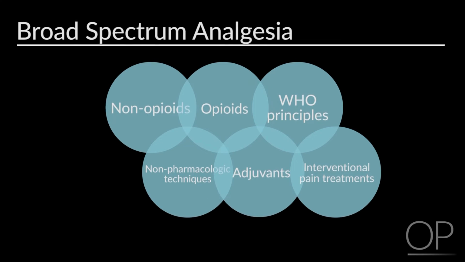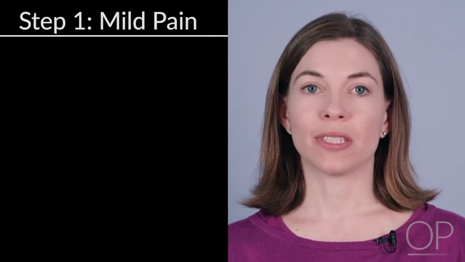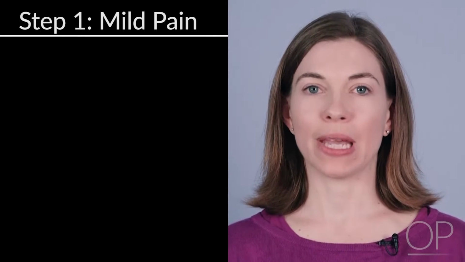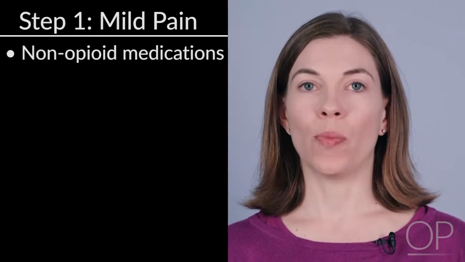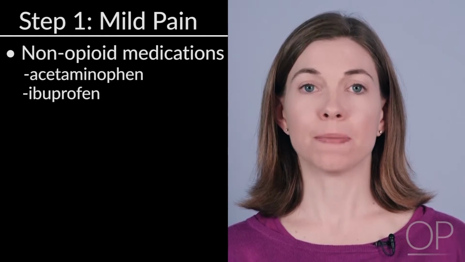in the end-of-life setting. Okay, so now that we've thought about the general approaches of stair-step model as well as broad spectrum, let's think about some of the specific modalities that we would use. For step 1, which would be the treatment of mild pain or moderate pain, we're going to be utilizing non-opioid medications such as acetaminophen and ibuprofen or other NSAIDs.